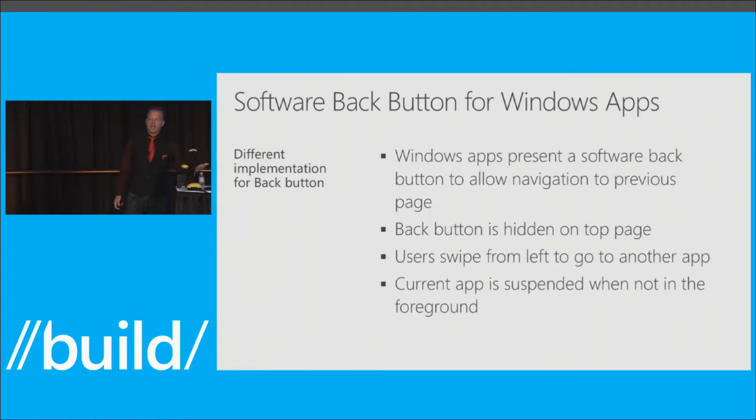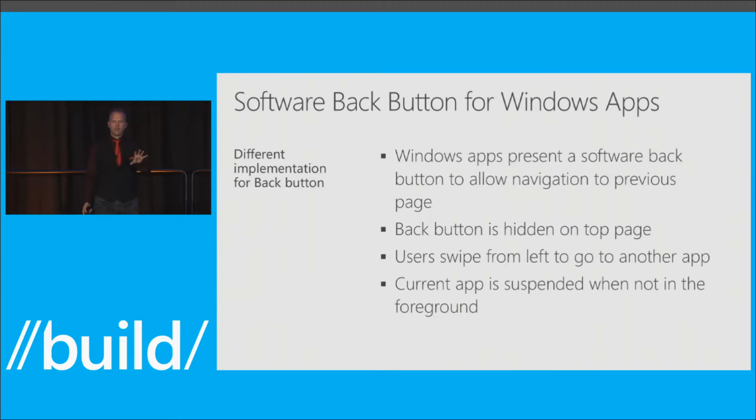Again, that is something you have to add. If you use our templates, the Hub app application in the universal template has all this code in there. It's part of the navigation helper class. So if you start from scratch, you can pull just that class and use it in order to get all this functionality. Now, since it's a software back button, and Windows does not have an application stack history the same way as on a phone, when you're on the topmost page, this back button will be hidden. It will not be seen.